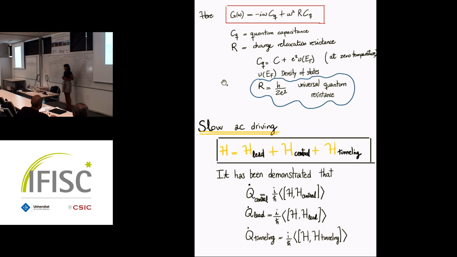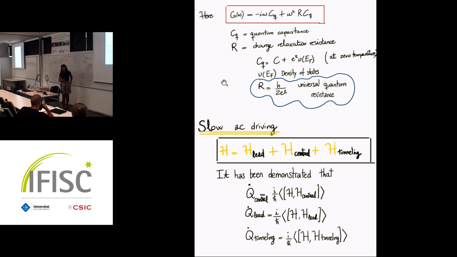And this R now is what is called the charge relaxation resistance, that is just a universal value given by h over 2e squared. So in this expression for the admittance, it's important to realize that now this R is a universal resistance, and on top of that, it does not depend on the transmission of the nanostructure. I mean, you can have a situation where the transmission through this quantum dot is very low, but this resistance is independent of that, and it has always the same value. This is the universal quantum resistance.